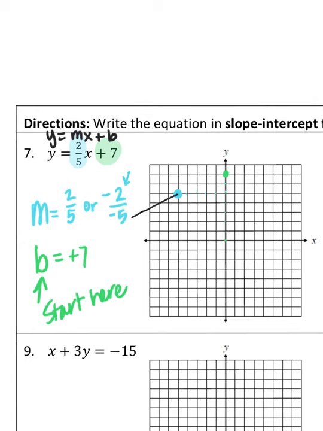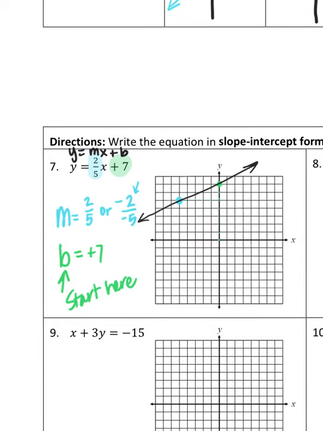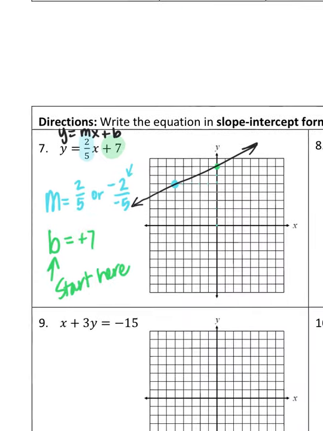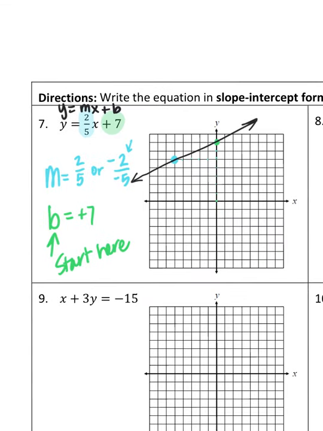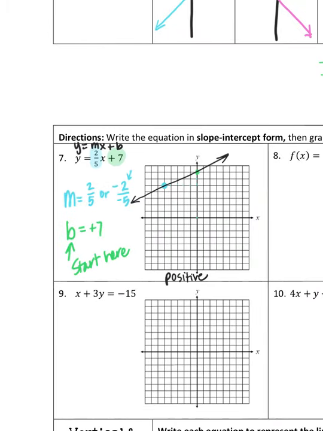So I'm going to go ahead and draw my line. Arrows on both sides because a line does not have a start or a stop. It is a continuous line in both directions forever and ever. And that is how we're going to graph that equation. This is a positive slope. From left to right, it's starting at the bottom and going to the top.